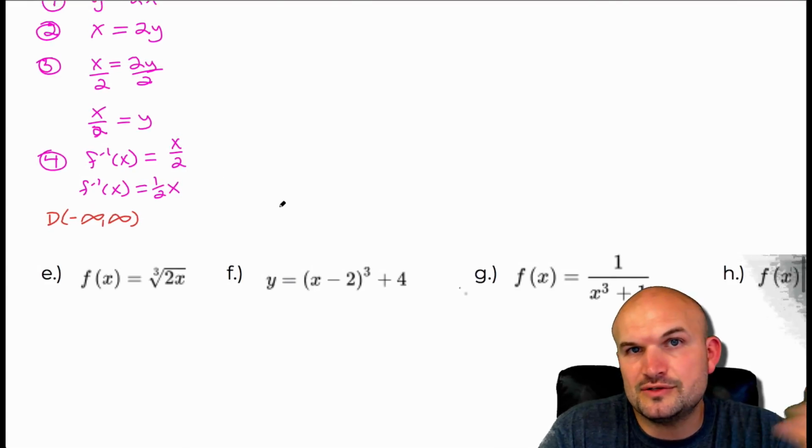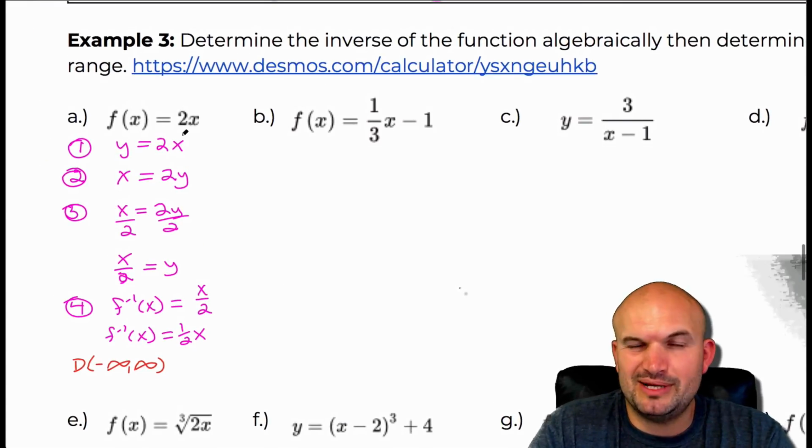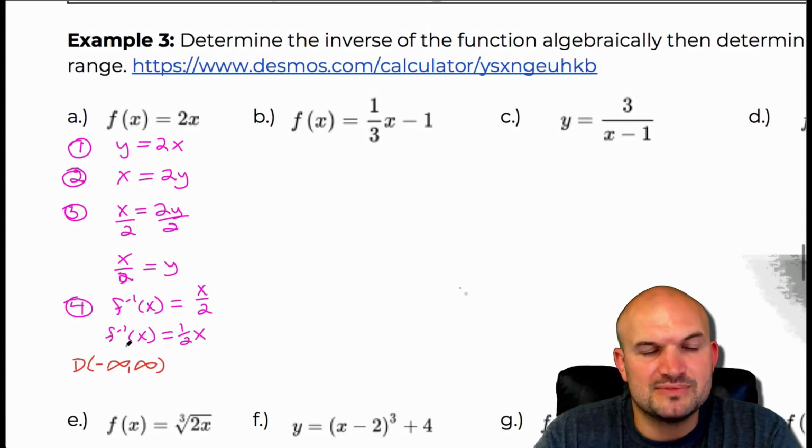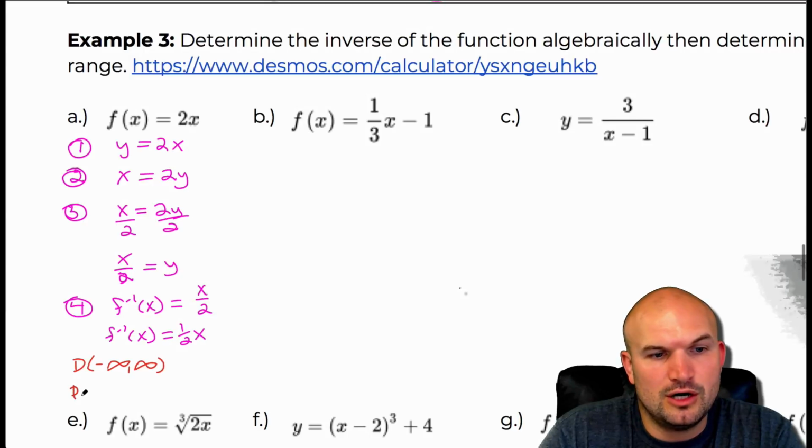And the range is the domain of my original function, which I can just look up here and say, all right, the domain of that is all real numbers. That's a linear equation as well. So therefore, the range here is going to be all real numbers.